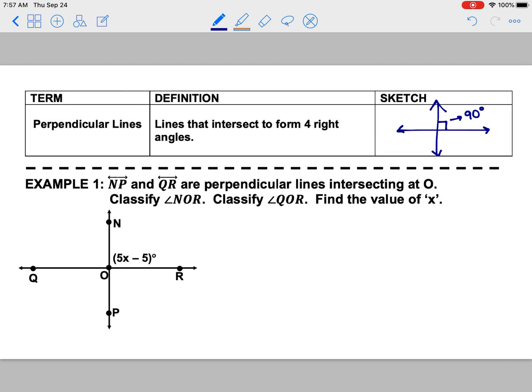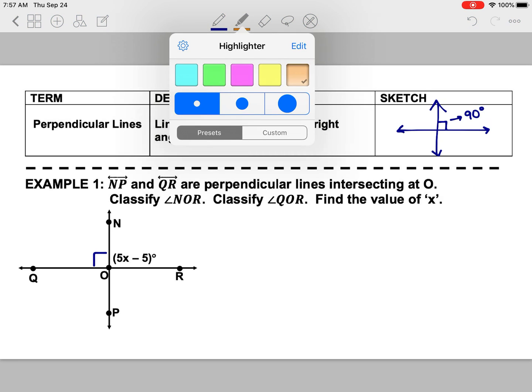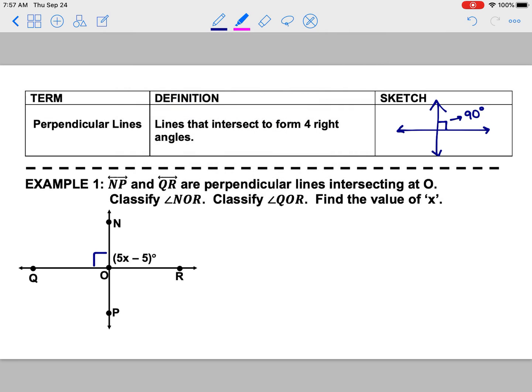So looking at example 1, they told us that line NP and line Q are perpendicular. So anytime you see that, you automatically get to go ahead and stick the right angle symbol in there. And they want us to classify two different angles and find the value of x. So let's highlight that first angle, NOR. So if we highlight angle NOR, we can see that angle NOR is a right angle. And classify just means, again, what type of angle it is. And that's the angle symbol.